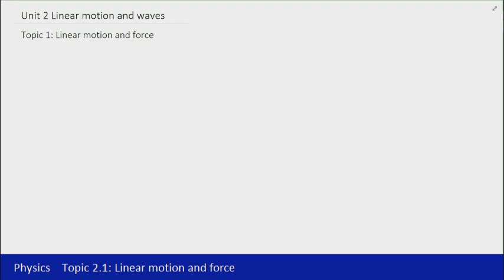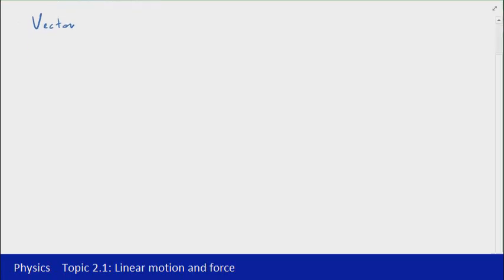As we start off with Unit 2 on linear motion and waves, Topic 1 is on linear motion and force. There are some basics that we need to get out of the way before we start launching into some of the more detailed stuff here. And the first thing that we need to look at is the idea of a vector.